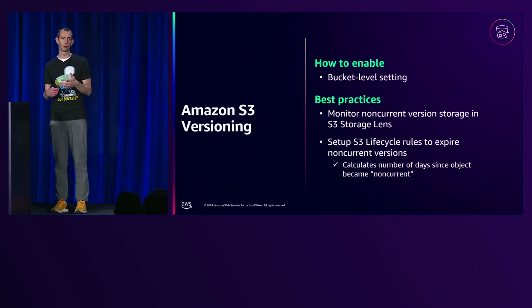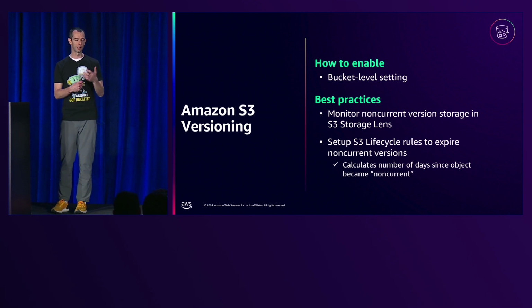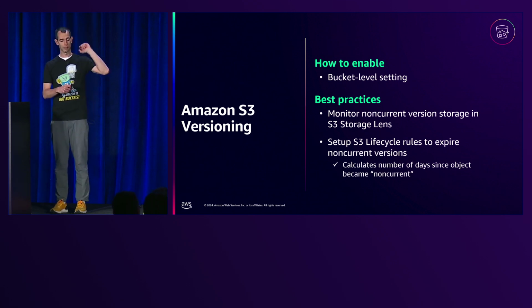From a cost standpoint, having versioning on and keeping everything forever is usually not common for all buckets. So you're going to have a cleanup policy. You're going to have things like that. Versioning, bucket level setting. You can monitor that non-current version storage. So I talked about a simple example earlier. I'm overwriting files and then I'm adding delete markers.